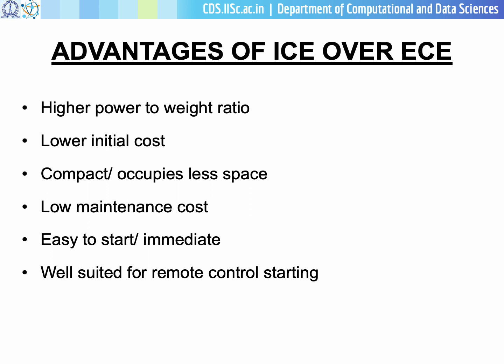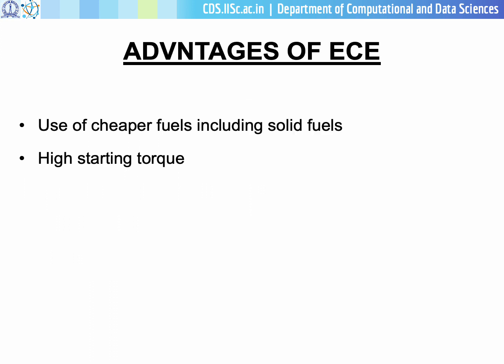Now, the various advantages of an internal combustion engine over an external combustion engine include higher power to weight ratio, lower initial cost, their compactness, low maintenance cost, their easiness to start, as well as they're suited for remote control starting. However, the various advantages of an external combustion engine include cheaper fuels can be used and their higher starting torque.